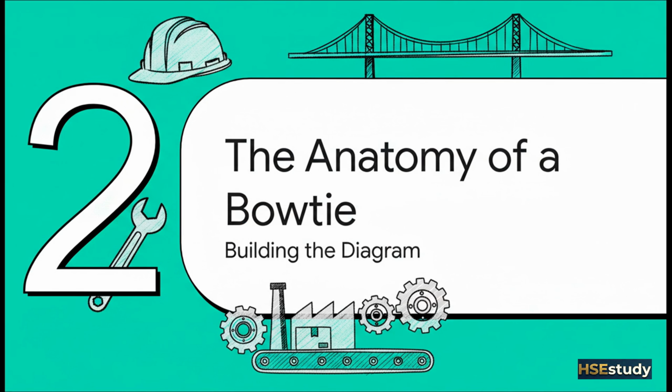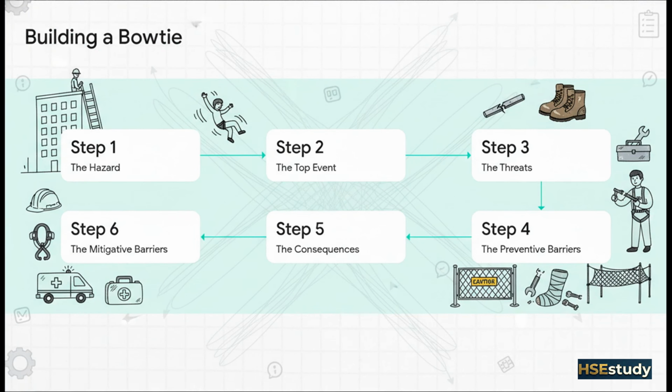You know, the best way to really understand a Bowtie is to just build one. So let's do that. We're going to walk through the whole process, piece by piece, and we'll use a super common scenario from construction and manufacturing to make it all crystal clear. These are the 6 core components. We're going to start with a hazard, then jump to that critical top event in the middle. After that, we'll build out the left side for prevention and the right side for recovery. And we'll use working at heights as our guide.